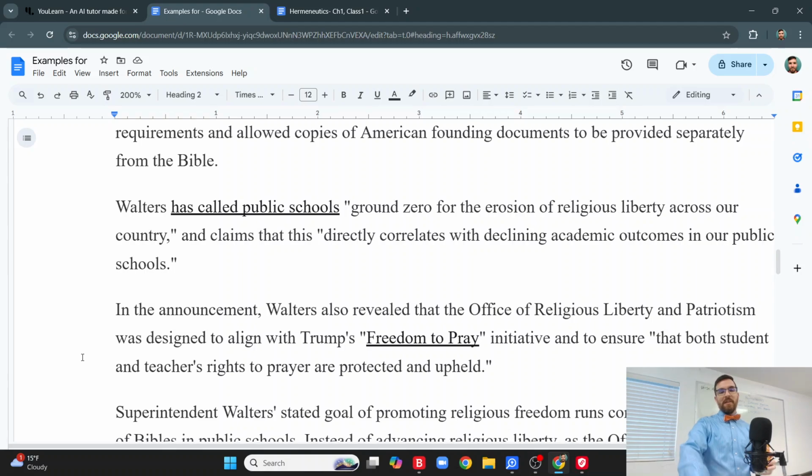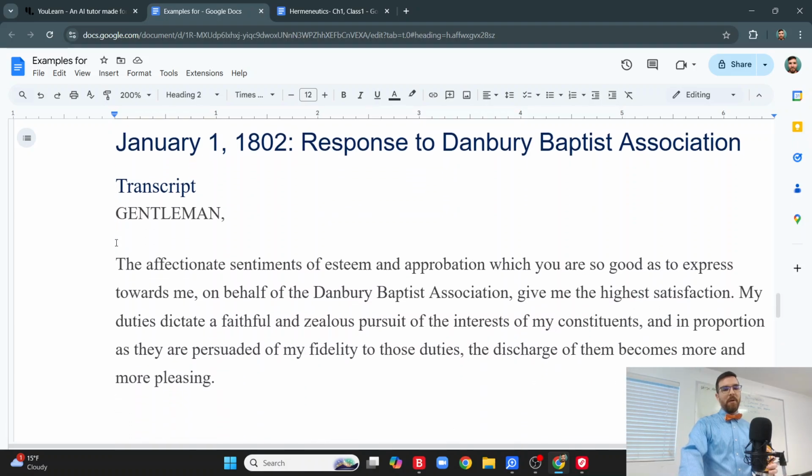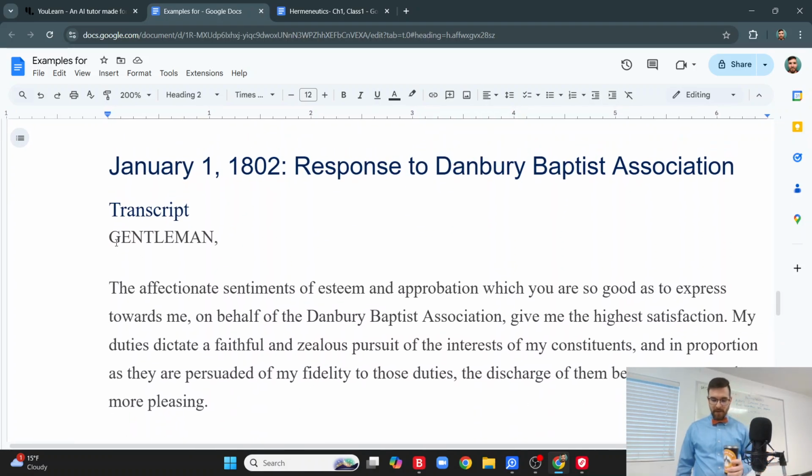Maybe the quotes that he has, right, ground zero for the erosion of religious liberty across our country, maybe that's taken out of context. I would want to maybe read the whole thing that the person said and see if he quoted him appropriately, or maybe not. Again, that's all hermeneutics. That's all the process of that.